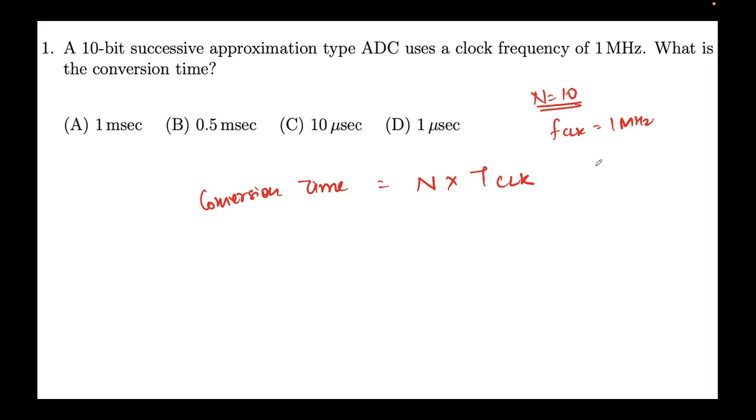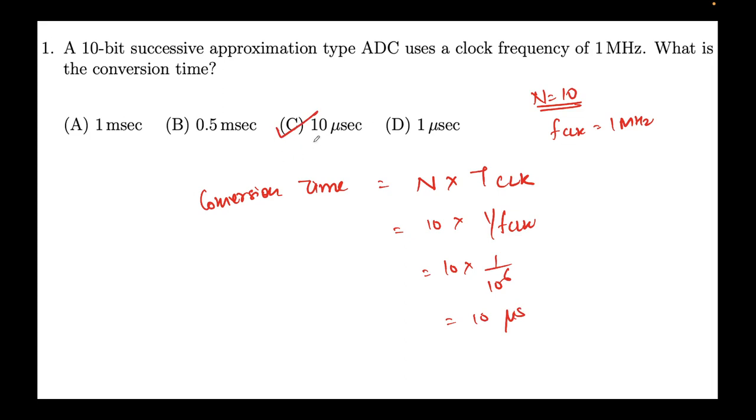Remember, for 5-bit, we saw it only in the fifth, when all the D's are flipped from 0 to 1, that the process is complete, and only then is the conversion of an analog input to digital output complete. So hence, N times T clock. N in this case is 10, and T clock is nothing but 1 over F clock, since time period is 1 over frequency. So 10 times 1 over 10 to the power 6, which is microseconds, so 10 microseconds. That happens to be option C. For this problem, the correct answer is C, 10 microseconds.